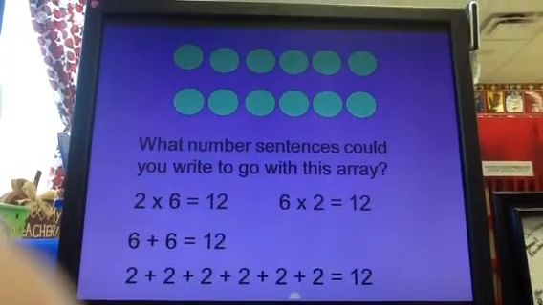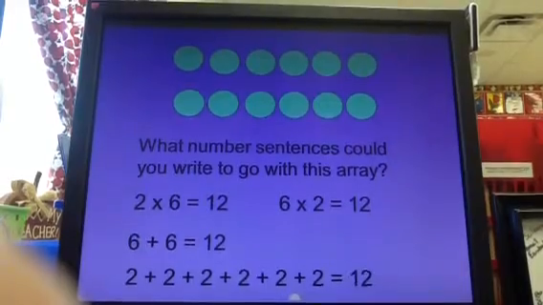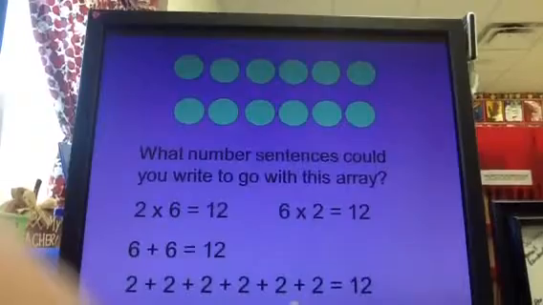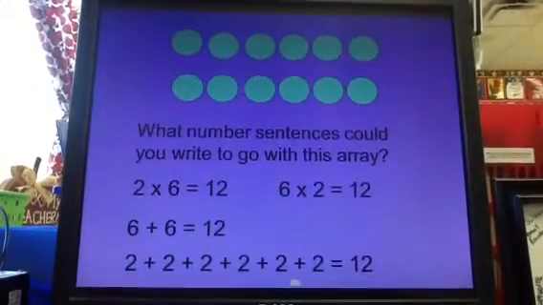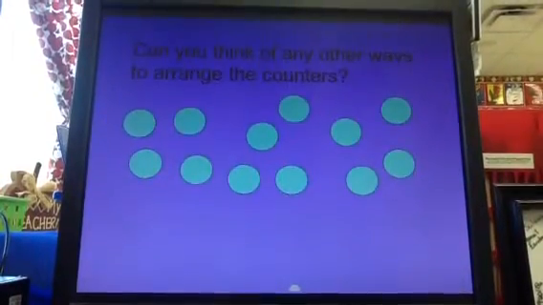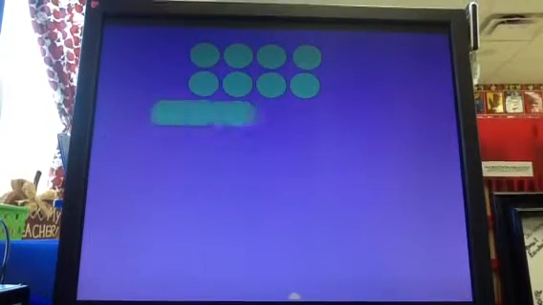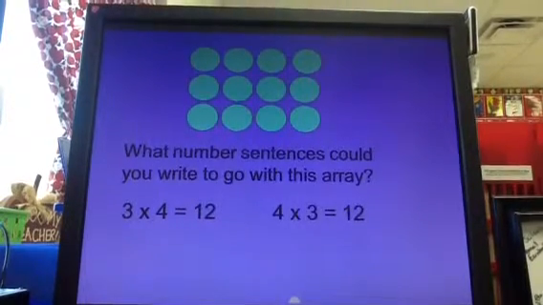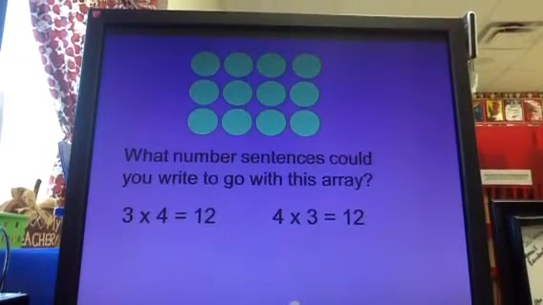We talked about that this is simply repeated addition. You could add 2 plus 2 plus 2 plus 2 plus 2 plus 2, 6 times, and you're going to get the same answer. Another way you could arrange 12 counters would be to put them into 3 equal rows with 4 in each, which would give you the number sentence 3 times 4 equals 12, or 4 times 3 equals 12.